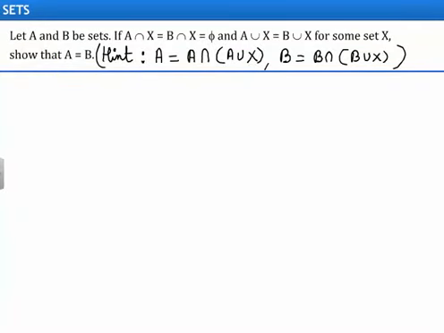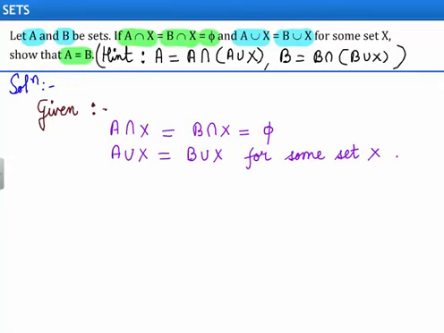In this question, two sets, set A and set B, are given. It is further given that if A intersection X is equal to B intersection X is equal to the empty set, and A union X is equal to B union X for some set X, we have to show that A is equal to B. Let's begin the solution of this question. So it is given that A intersection X is equal to B intersection X, which is equal to the empty set denoted by phi. Also, A union X is equal to B union X for some set X.